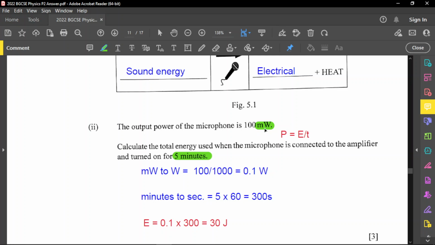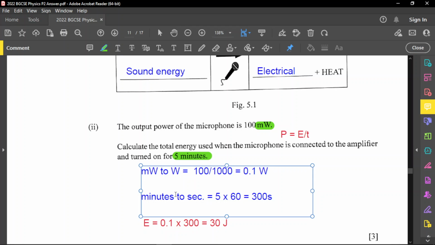All right, for part 2, I said the output power of the microphone is 100 milliwatt. And I make sure I say milliwatt for a purpose. It's a calculated total energy used when the microphone is connected to the amplifier and turned on for 5 minutes. The formula that I give right here is power is equal to energy over time. And so what I want to point out, if this is in milliwatt, then you have to convert that into watt first. And so milliwatt into watt, you divide it by 1,000, you get 0.1 watt.